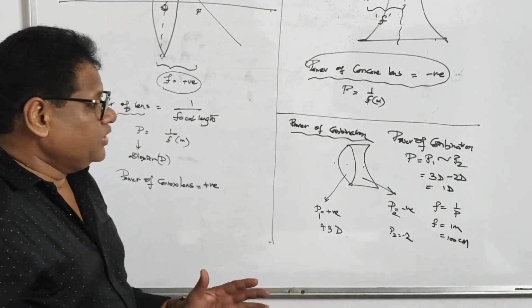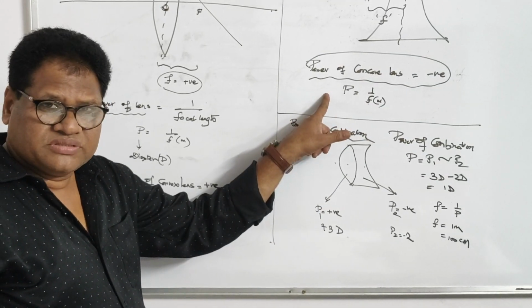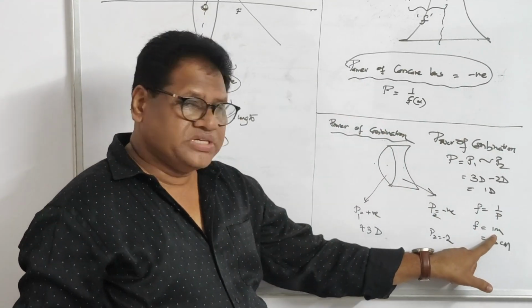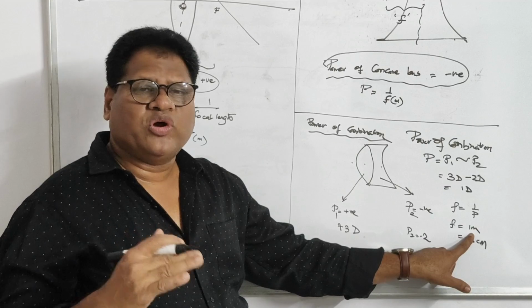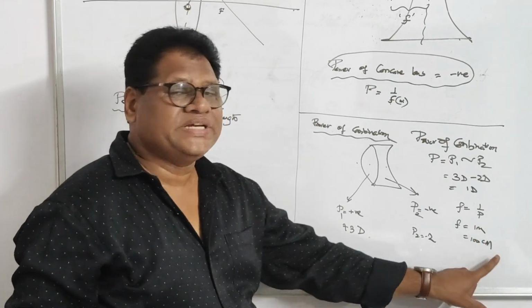So remember, please convert the focal length into meters if you want to calculate the power in diopters, and if the power is given, you calculate the focal length first in meters. If it is coming in decimal like 0.5 meter, 0.2 meter, you can multiply by 100 to convert into centimeters.